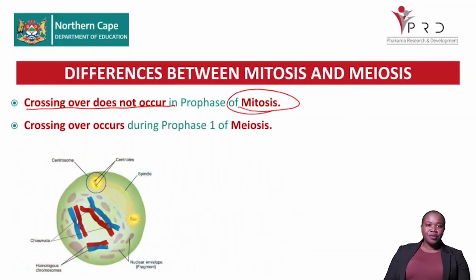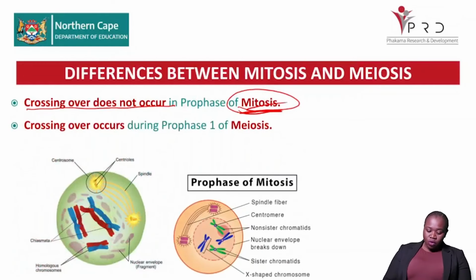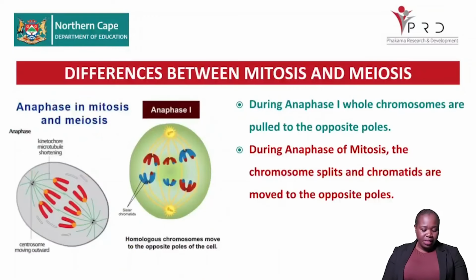Why does crossing over not take place during mitosis? We don't need the cells produced to be different from each other. The cells produced by mitosis are the same. Therefore, you would see that the cells are going to be the same at the end of mitosis. You can see that crossing over is not taking place there.